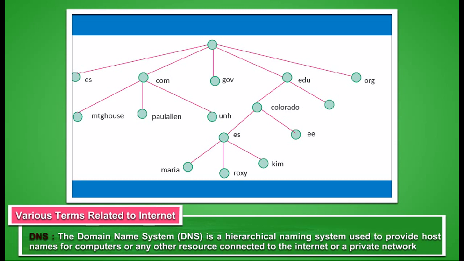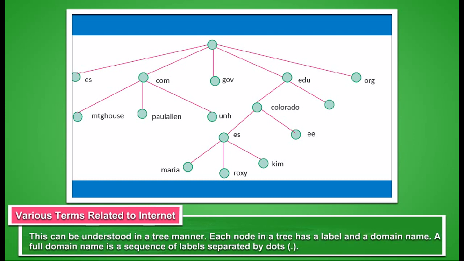DNS, the Domain Name System. DNS is a hierarchical naming system used to provide host names for computers or any other resource connected to the Internet or a private network. This can be understood in a tree manner. Each node in a tree has a label and a domain name. A full domain name is a sequence of labels separated by dots.